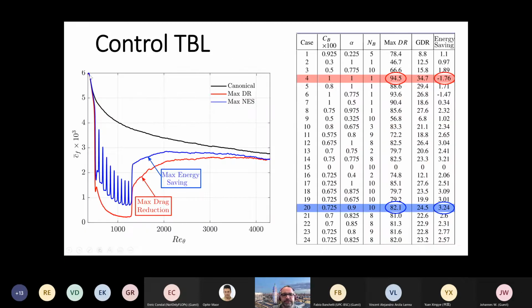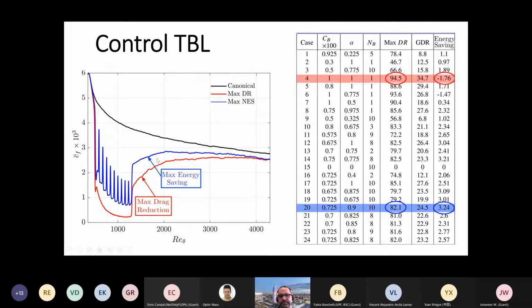And here, this is a map of the friction coefficient. If you are below the black line, it means that you are achieving drag reduction. The black line is the reference case, and you can see that when you are doing the blowing, you can reduce substantially the drag, and you can even produce some energy saving. Not going to spend too much time on this.